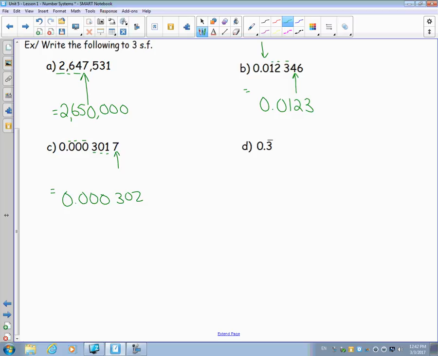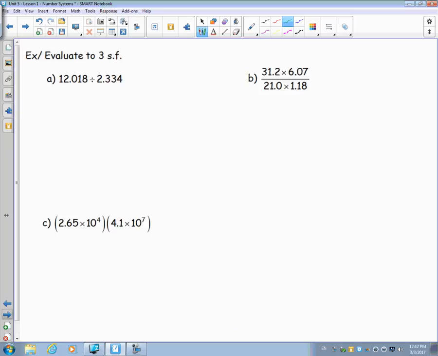And then I get 0.33333 repeating. Out of 3 sig figs, I got to keep 3 of them. Okay, so unless it says otherwise, we keep it exact, or 3 sig figs. It's just a general rule. And let's do a little bit of math. I need a calculator for this part.